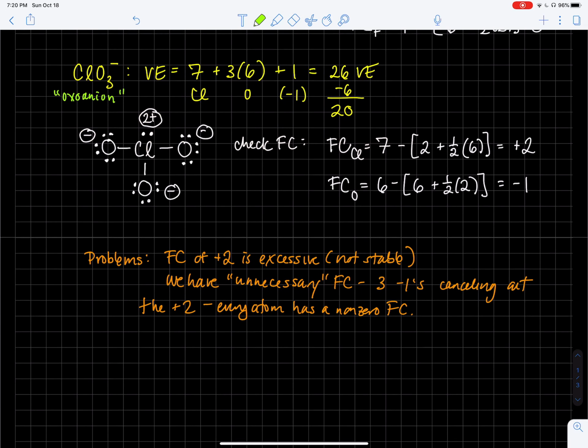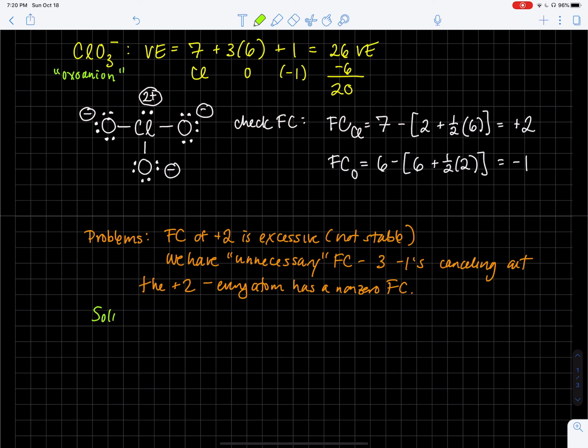The way out of this, the solution, because chlorine is not in the first row, it's in the second full row. So the solution is to expand the octet on the central atom. Note that oxygen cannot have an expanded octet. It's in the first row. Expand the octet on the central atom until its formal charge is 0.